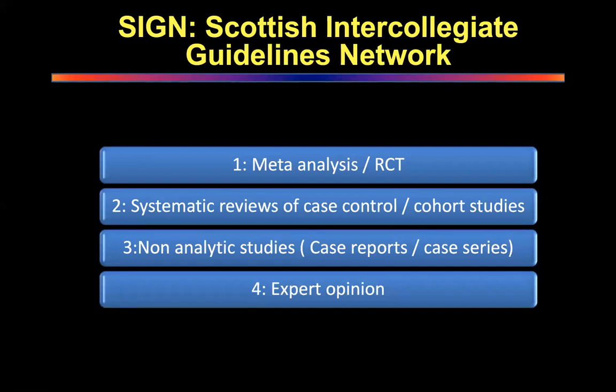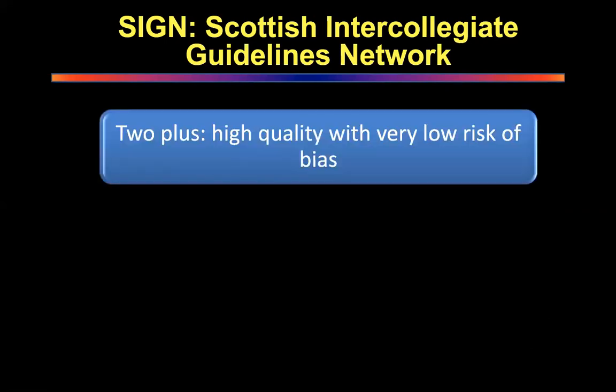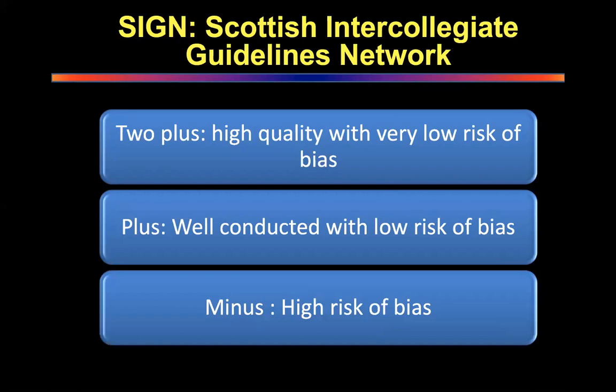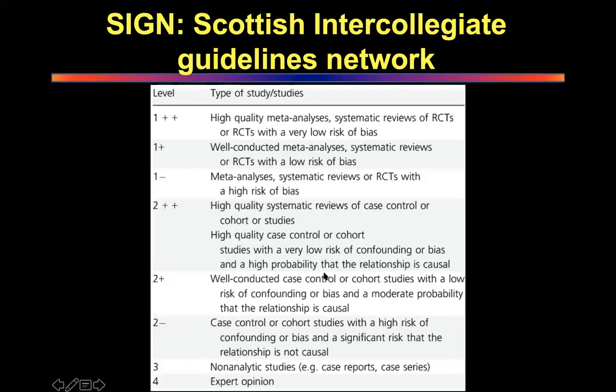These four things you have understood. The next thing is 2+ for high quality with low risk of bias. The second one is well conducted with low risk of bias. And the third one is minus, in which there is high risk of bias. Okay. So this whole thing is put together.